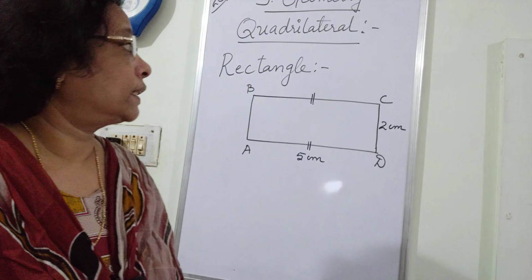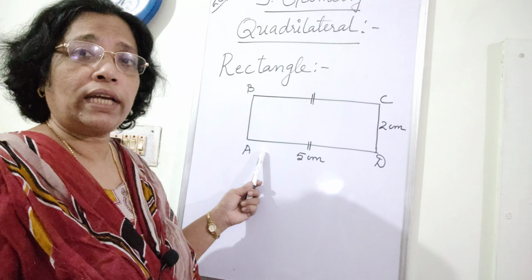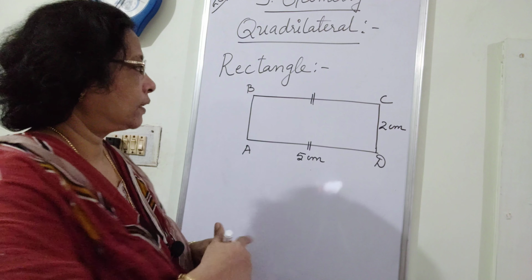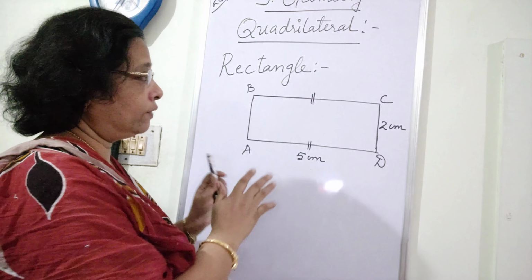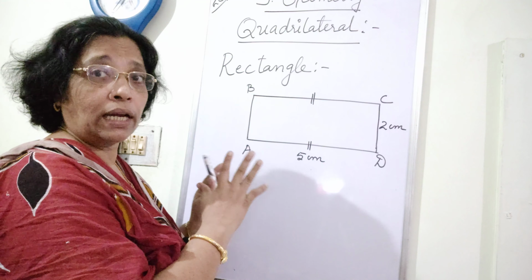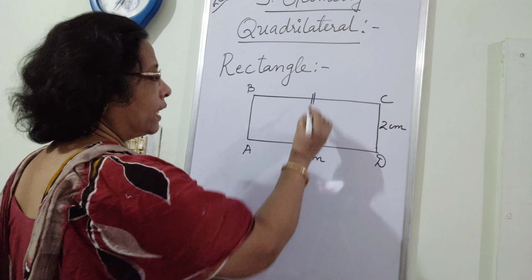Okay, now see this figure. What shape is this? Rectangular shape. That means this is a quadrilateral. This is also a quadrilateral. In which category is this quadrilateral coming? Rectangle. That means it has opposite sides equal.